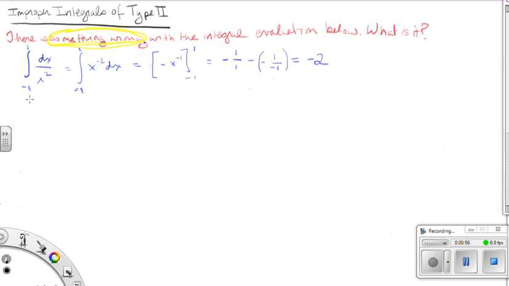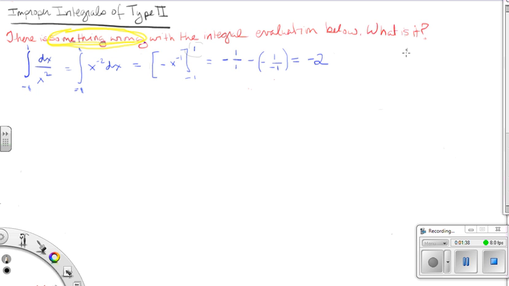So I go through and rewrite dx over x squared as x to the -2 dx, right? Okay, so it's a power function. So add 1 to -2, that's -1, divide by -1. So I get minus x to the -1, evaluated from -1 to 1. Plugging in the top one, that's going to be -1 over 1. Plugging in the bottom one is -1 over -1, and you're subtracting that, so that becomes 1, right? -1 minus 1, that's -2. Okay, so we get an integral of -2.